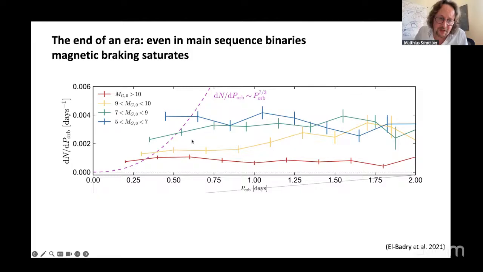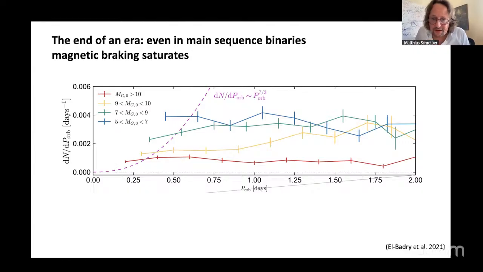If you had this Skumanich law, you would see something like the dashed purple line here. You would expect a strong dependence on period, because the shorter the period, the faster the stars would evolve. So this is actually evidence that saturation is true, also for binaries. All the models we did for close binaries that used the old Skumanich prescription are all wrong, because they didn't include saturation, and only since 21 we started to incorporate saturation in our models.